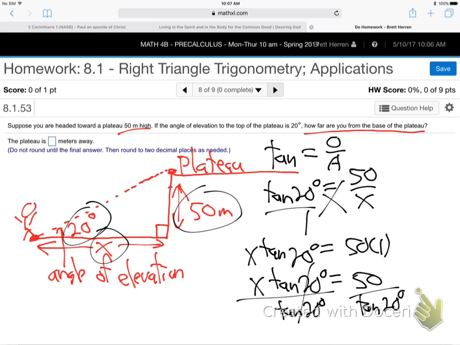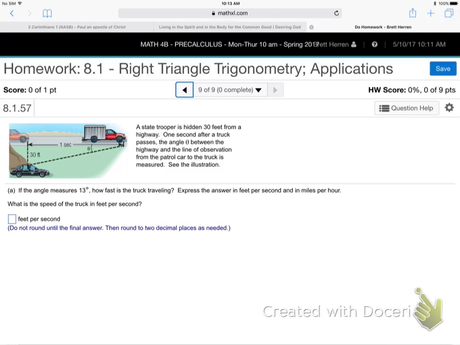So funny. All right, one more question. Might be worth our time. This will be our last problem, and then we'll review. A state trooper is standing 30 feet from the highway, 1 second after a truck passes. The angle between the highway and the line of observation is measured. Okay, what are they talking about? The angle is 13 degrees, so this angle there, I guess, 13. How fast is the truck? How are we going to figure out how fast the truck is traveling? Give the answer in feet per second.